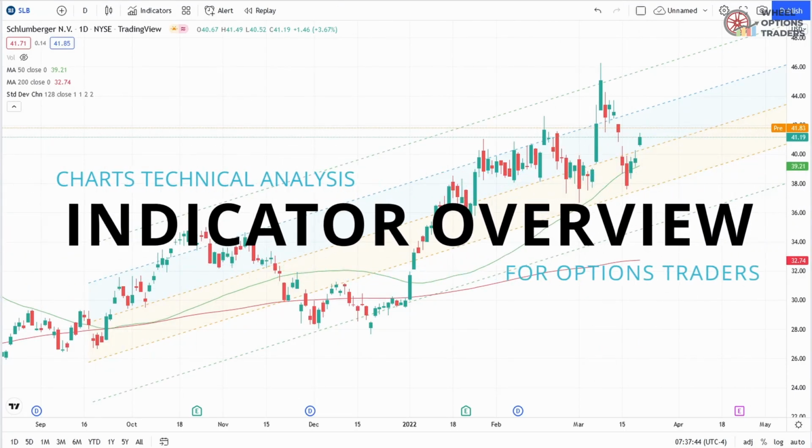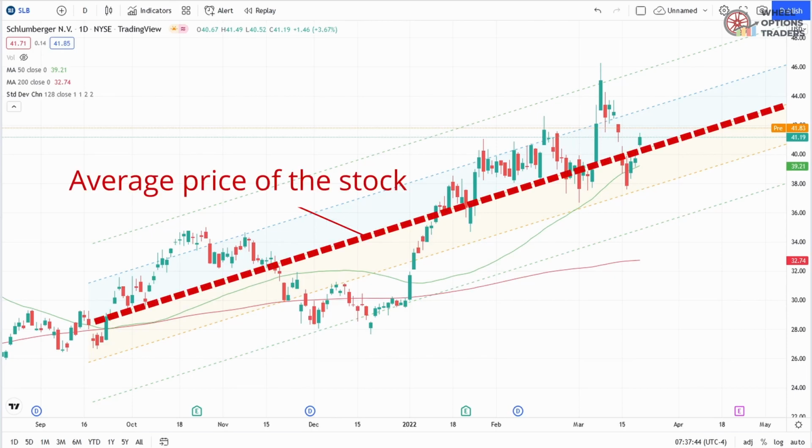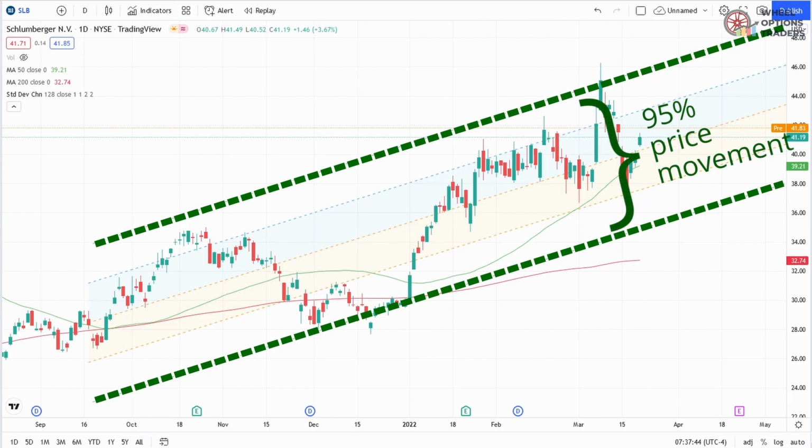So here's a quick look at the indicator in TradingView. Other charting and broker platforms have it too. More on that later. As you can see, it creates a visual channel where you can track the past performance of a stock's price. The center line plots the average price of the stock over the period of time set in the indicator. So in my case, 6 months.